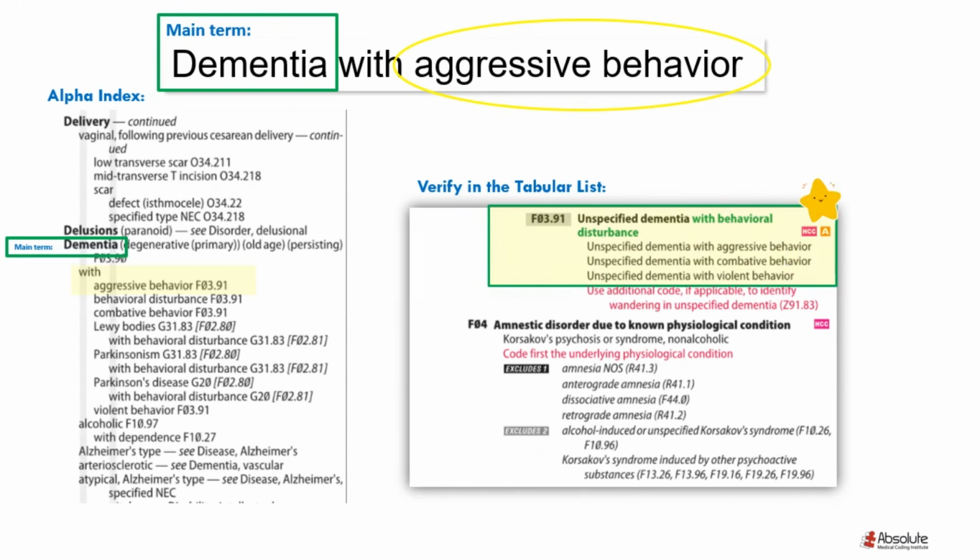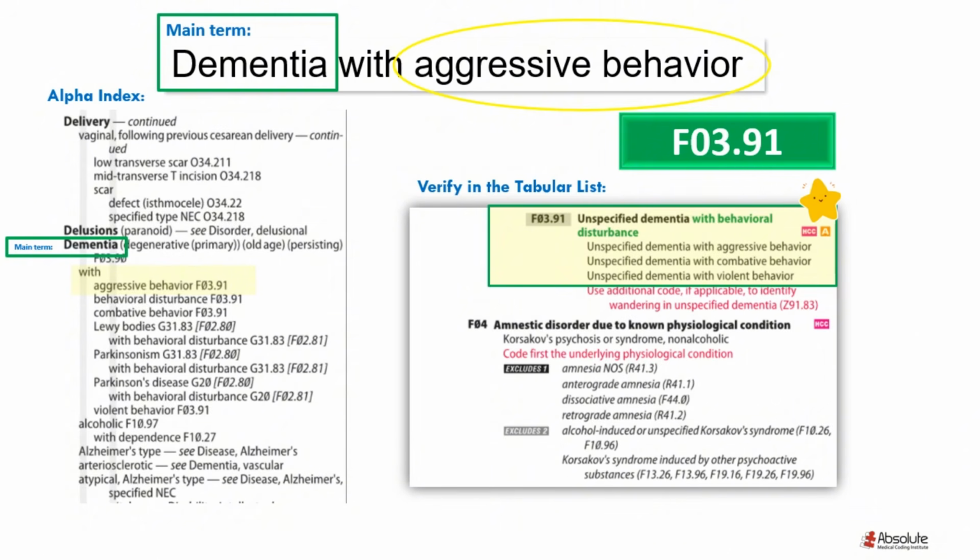Now, this is unspecified dementia because the doctor didn't specify the type of dementia. So this is indeed our answer. Coders, if you said F03.91, outstanding. Now, coders, if you didn't get it right, but you learned something, you know what? That's even better because it's priceless.